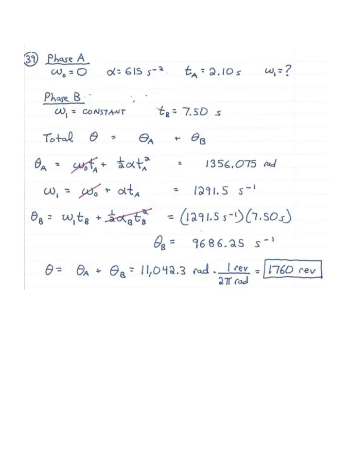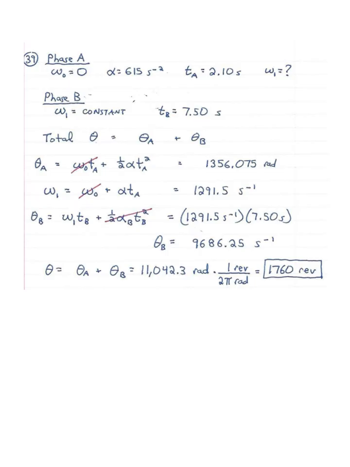Number 39. A dentist drill accelerates from rest at 615 radians per second squared for 2.1 seconds, and then runs at constant angular velocity for 7.5 seconds. Through how many total revolutions has the drill turned?